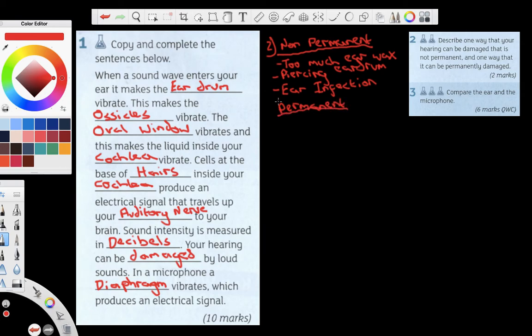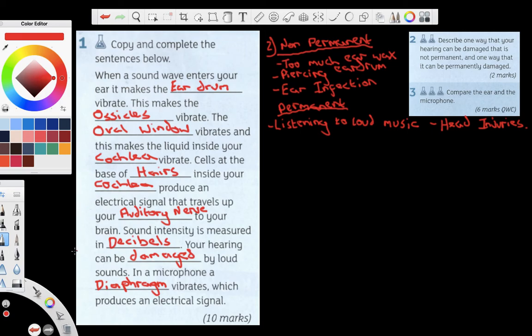Permanent ways that we can damage our hearing include listening to loud music, and we could also say head injuries. Head injuries also cause permanent damage to your hearing. Okay? So any two of those, you must have one non-permanent and one permanent to get both marks.